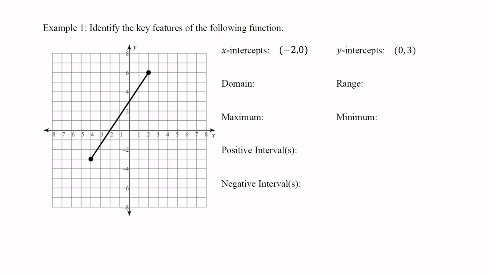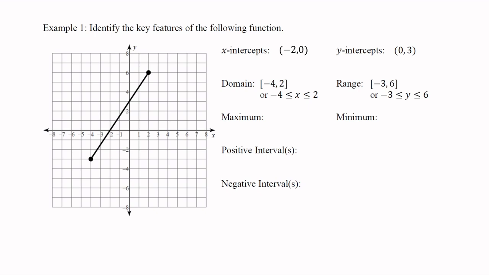Now our domain, we have two ways that we can notate it, in interval and set notation. Our domain goes from -4 to 2 on the x-axis, and we include both sides. And in set notation, it would be written as this. The range, we look at our y values. So from bottom to top, we have -3 to 6. And again, we include the ends because we have closed dots on both the bottom and the top. And in set notation, we use this.